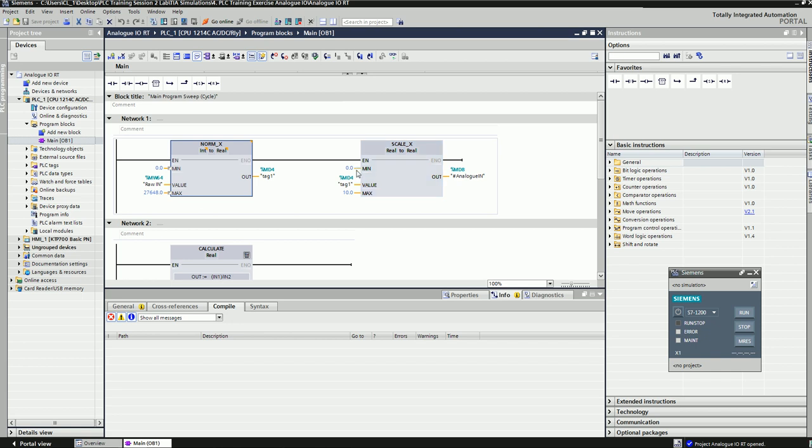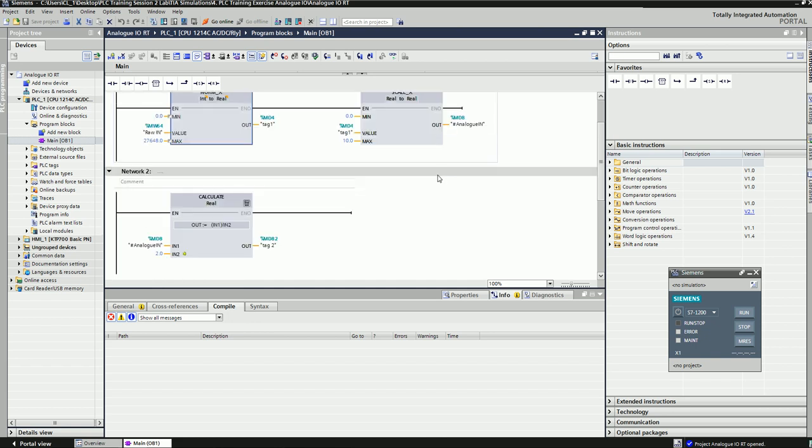It converts the value from 0 to 1 to 0 to 10 here. Here I have defined it 10. This is the scale minimum value and maximum value. In this way, the analog value is scaled from raw value to the desired value.